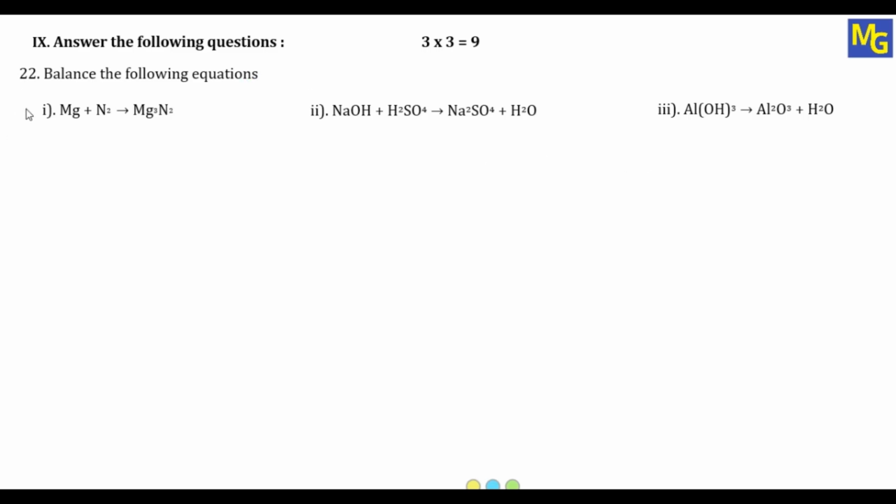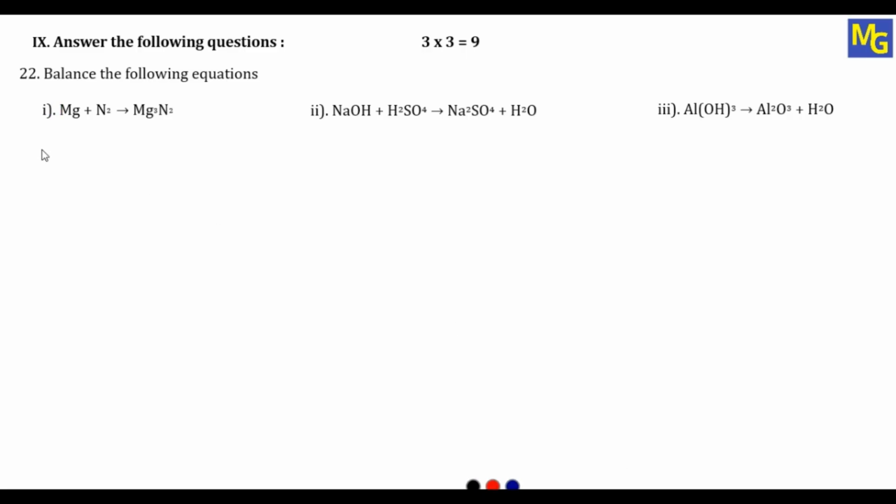So we will start with the first one. Here Mg plus N2, magnesium plus nitrogen, gives magnesium nitride, that is Mg3N2. If you see this reaction, here Mg is 1 but on the right Mg is 3, and here N2 and on the right also N2. So we just have to balance only magnesium. Here Mg is 3. If you write 3 here, then the reaction will be balanced. It's so simple. Let me write the reaction once again below.